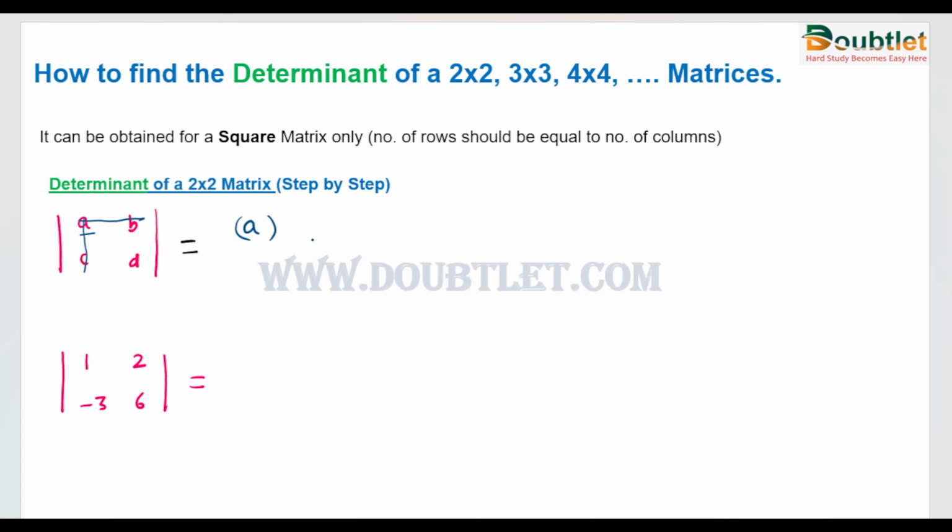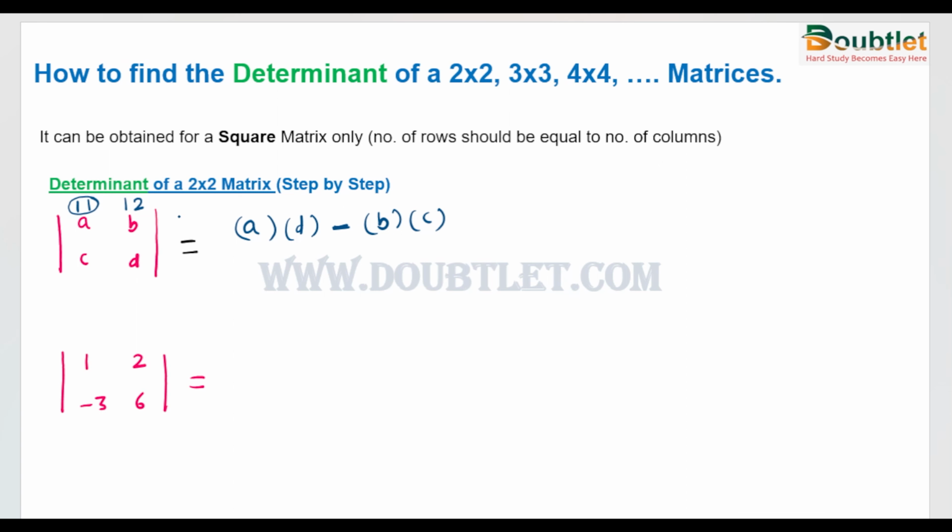Then we will consider the second element of the row and cancel out its row and column. Then what will remain? This C. So we will write B multiplied by C. And why have we included a negative sign? Because this is the first row and first column, and this is the first row and second column. So here we write minus 1 to the power 1 plus 1, and here minus 1 to the power 1 plus 2. So it will become minus 1. That's why we have written the negative sign.